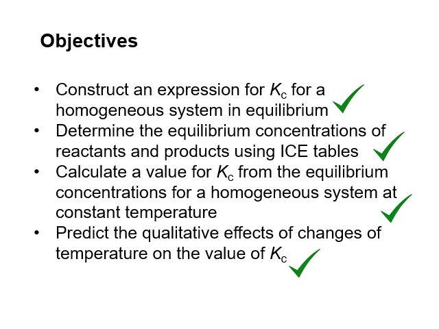So where you should now be at, you can construct your Kc expressions. You can use ICE tables to get equilibrium concentrations. You can calculate values for Kc and also work out the units. And you can also predict the qualitative effects of changes of temperature on the value of Kc. I've not included a concentration or catalyst there because we now know they do not affect the value of Kc.